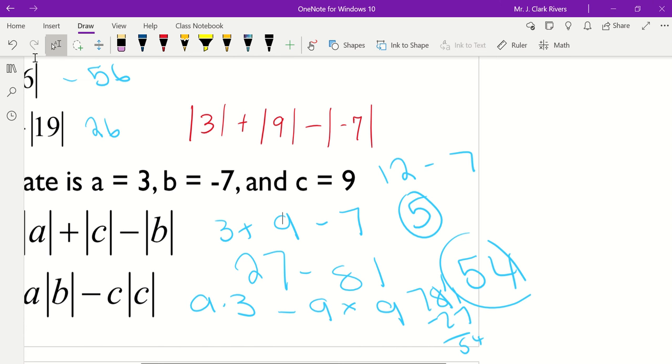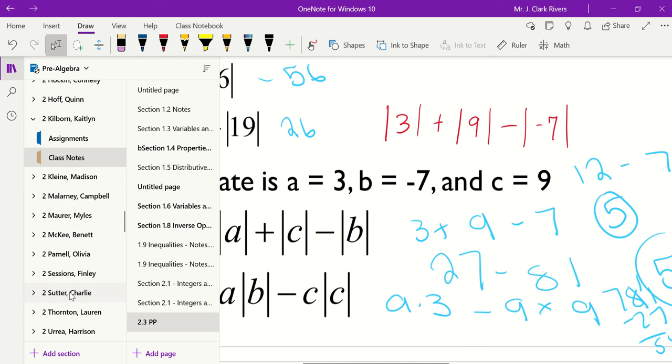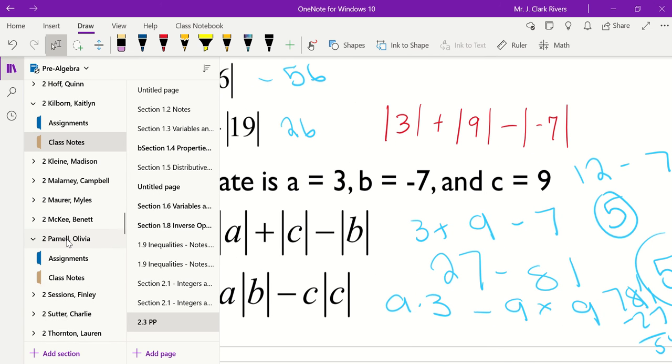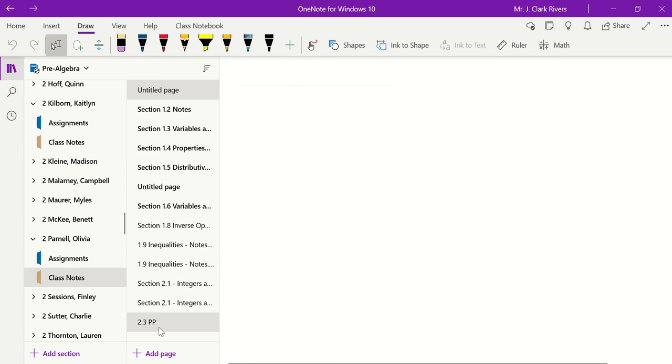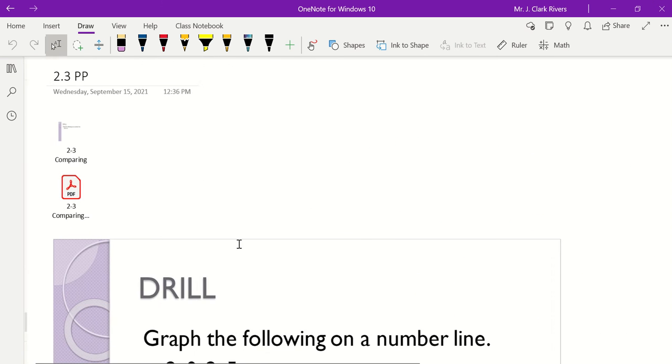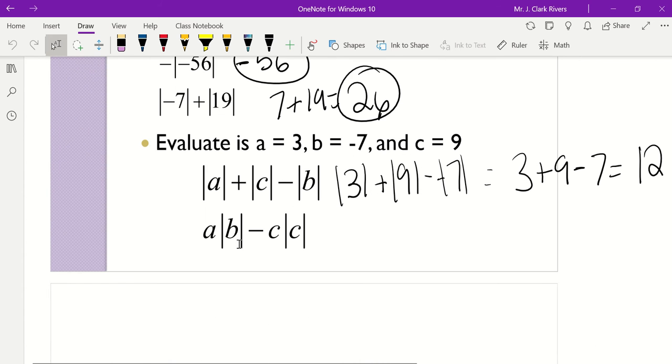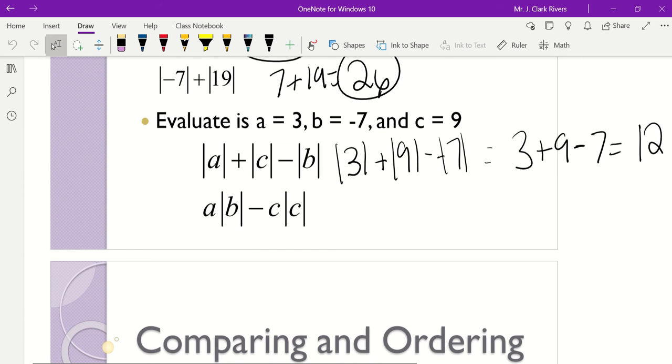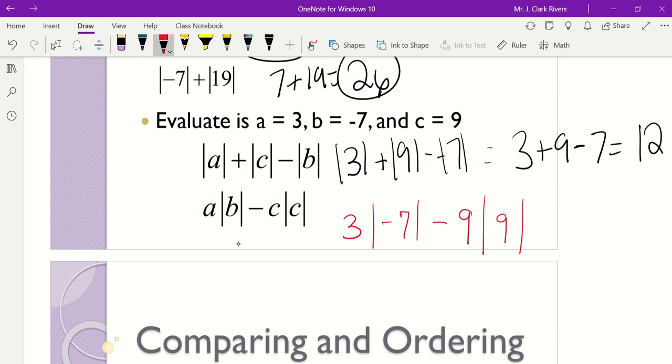Well, let's take a look. I'll help you out here. That's why I get paid. All right, let's see. You erased. All right, we'll work it together. All right, A. What is A? It is 3. Multiplied by the absolute value of B. So the absolute value of negative 7. Minus C. Well, C is 9. Multiplied by the absolute value of C, which is the absolute value of 9. So there's you showing your substitution.